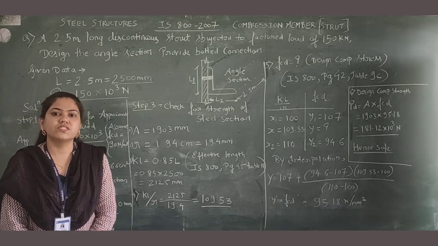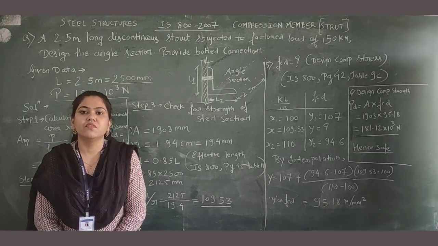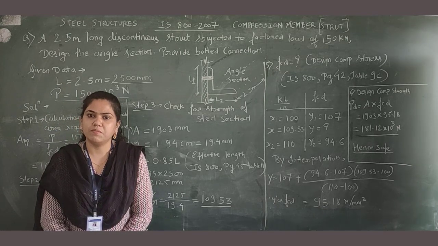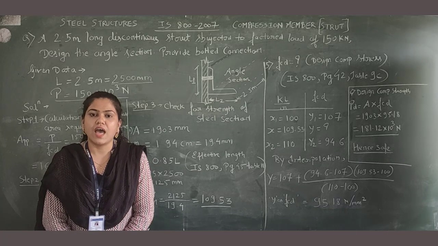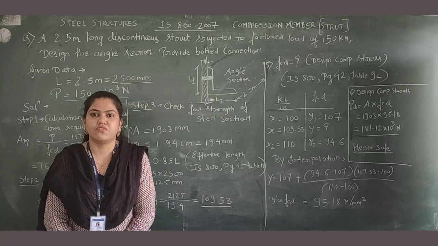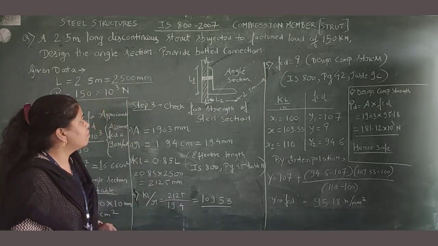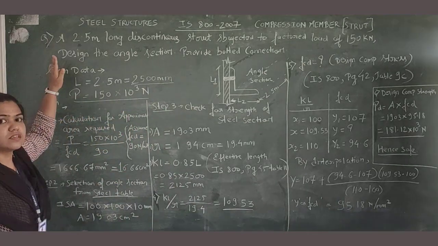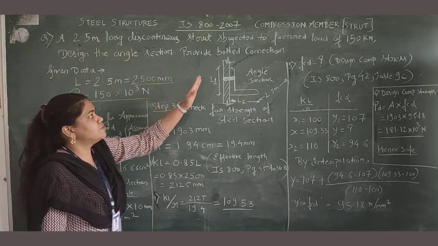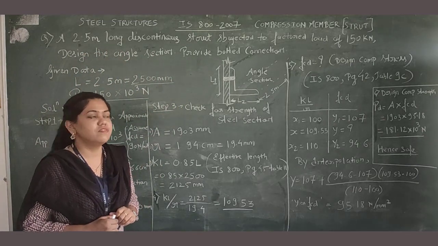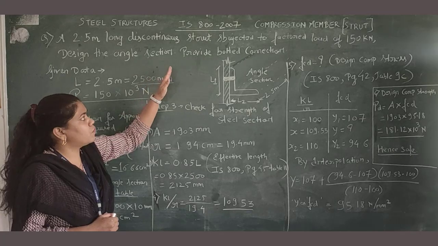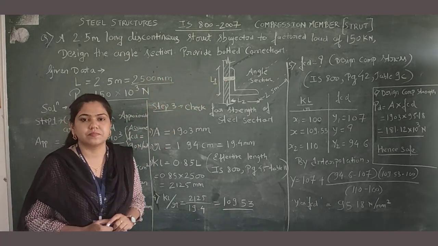Before starting, I would like to define what is meant by a strut. A strut is a structural member subjected to compression, and it is commonly used as a compression member in roof trusses. Moving forward to the numerical: a 2.5 meter long discontinuous strut is subjected to a factored load of 150 kilonewton. We have to design the angle section provided with the bolted connection.